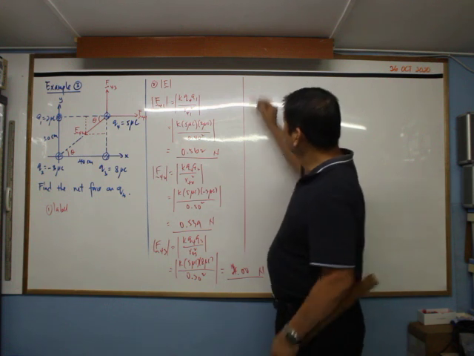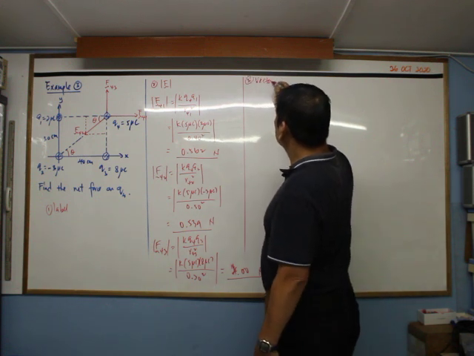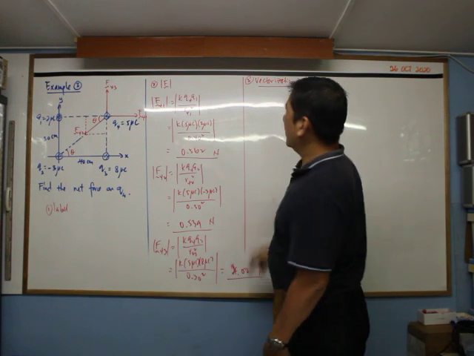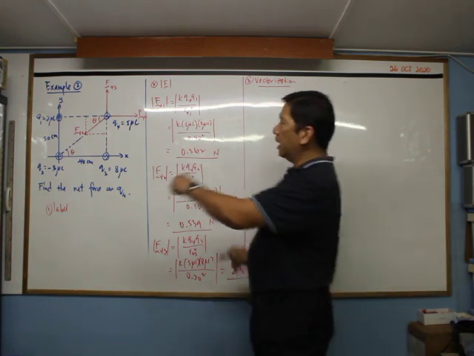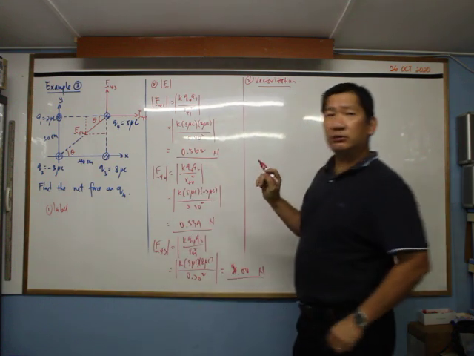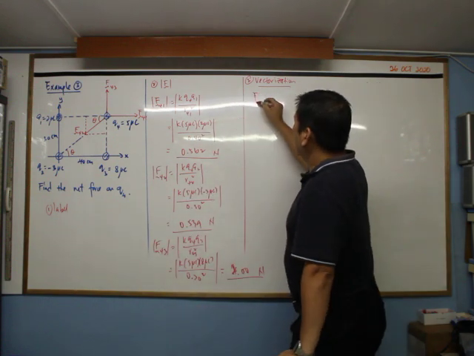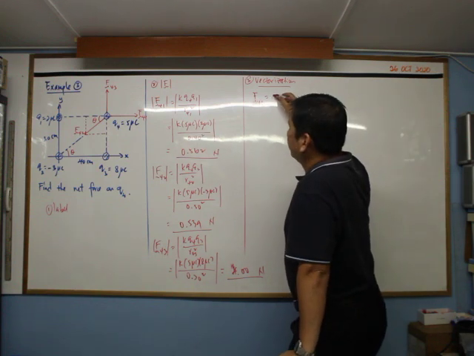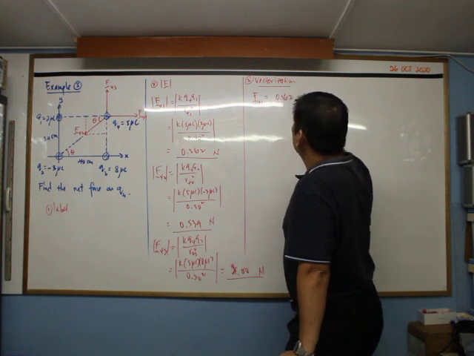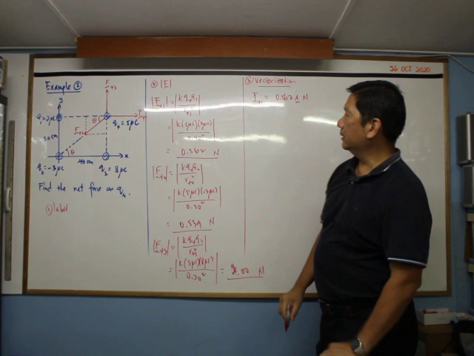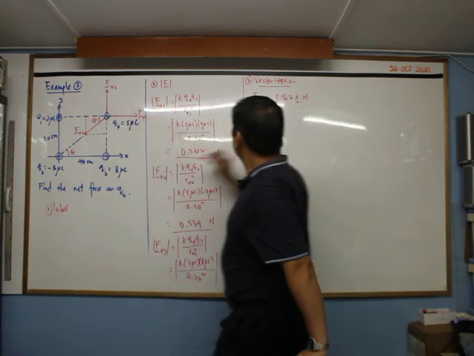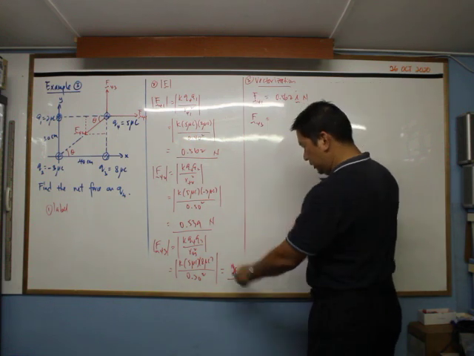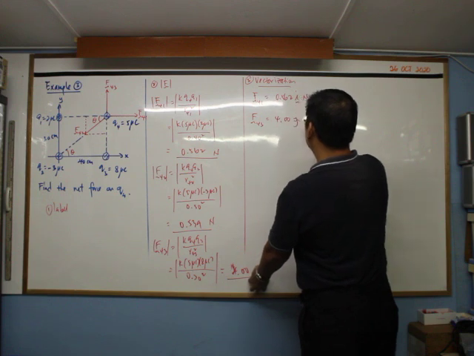Alright. Step 3, we vectorize them. Vectorization means we are changing them into vector form. Now, F41 and F43 are the easiest ones to change to vector form, so we do that first. F41 is pointing to your right hand side, that is positive I. So we have 0.562I Newton. One done. Number 2 is this one, F43. F43 pointing upward, positive J. So our F43 here is 4.00J Newton.